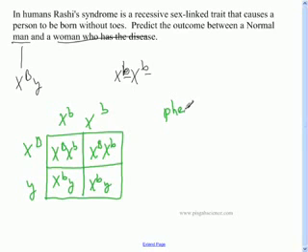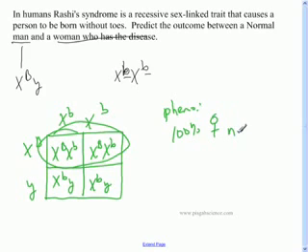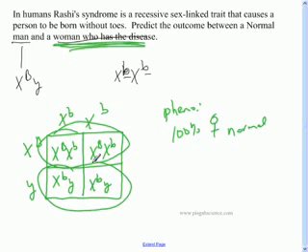This time when you're ready to write phenotype, remember we're only going to look at the females. This is the box at the top. 100% of the females are going to be normal, even though it was mama who had the disease. All the female offspring are being normal. Down here on the male part, 100% of the males are going to be affected.